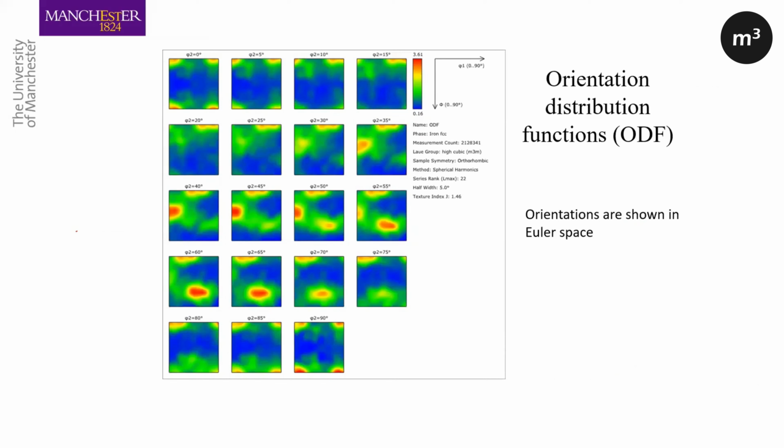And you can also analyze ODF, from this orientation distribution functions, which is much more common in texture analysis of rolled sheets, for example. It's more common to use this.